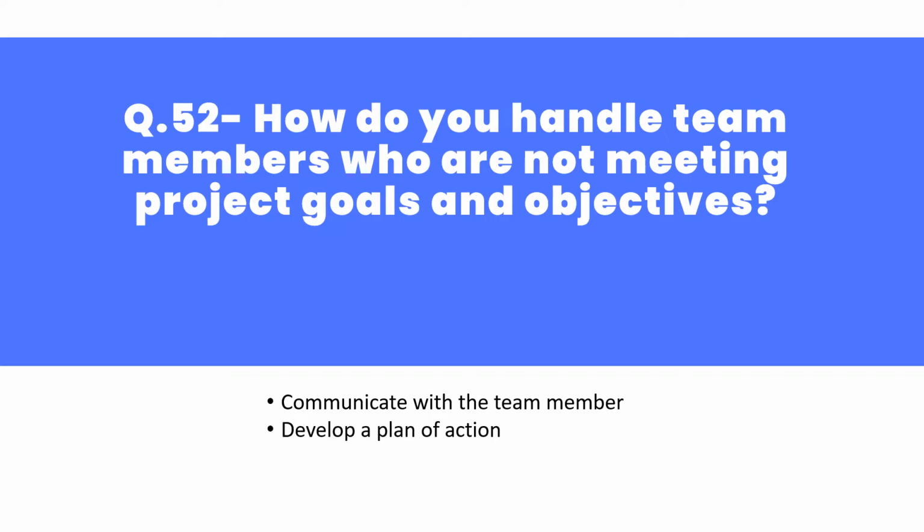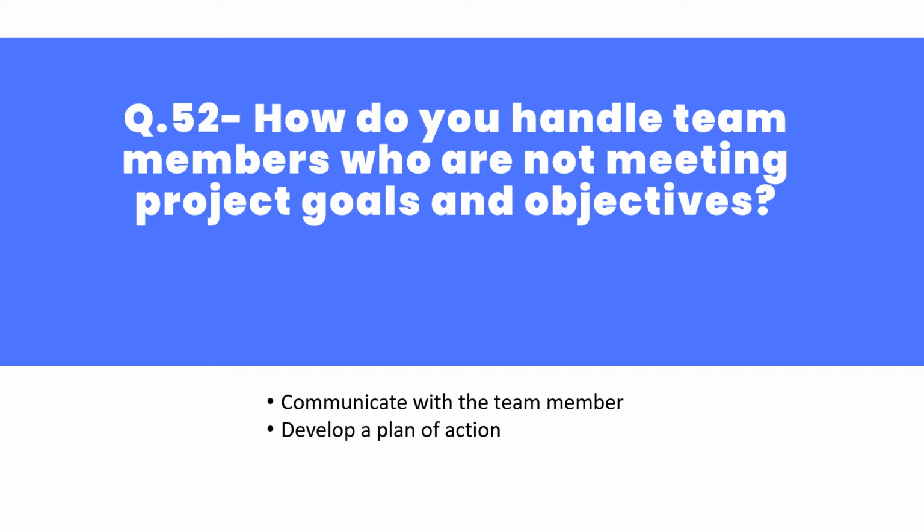Let's look at the second example now. In this second approach, the first step is to identify the issue. Well, in this scenario, the team member is consistently missing deadlines and not meeting the project's goals or objectives. The second is to communicate with the team member.